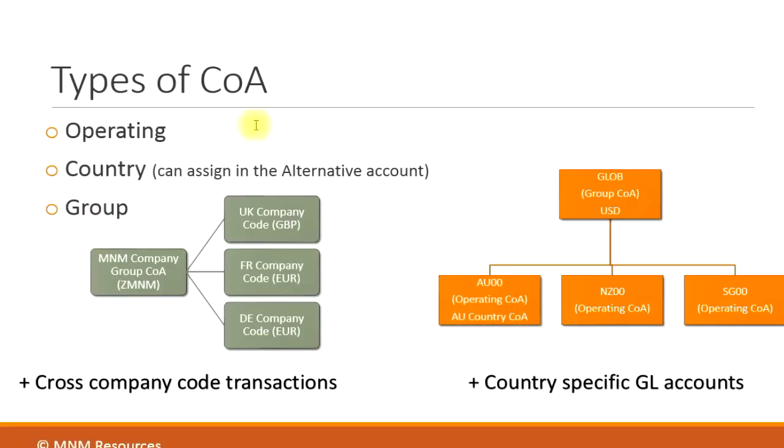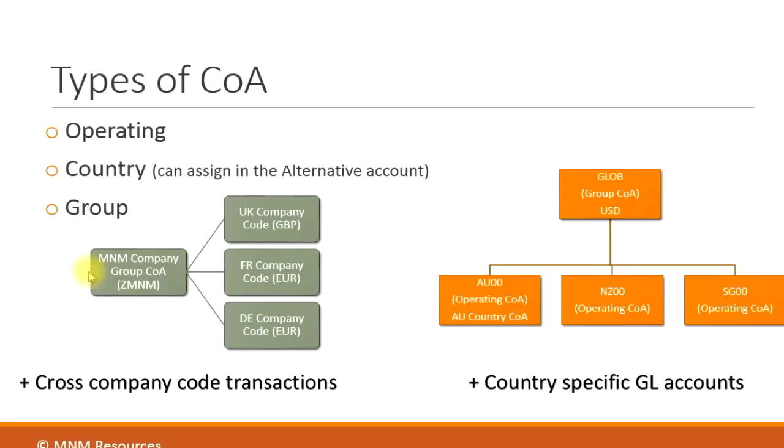Now, all this operating chart of accounts, all this country chart of accounts can be linked to one group chart of accounts. So, if you're a multinational company based in the US and you want all the consolidated statements to report in US dollars for all the company codes worldwide, then you link all your operating chart of accounts of the other countries to one main group chart of accounts.